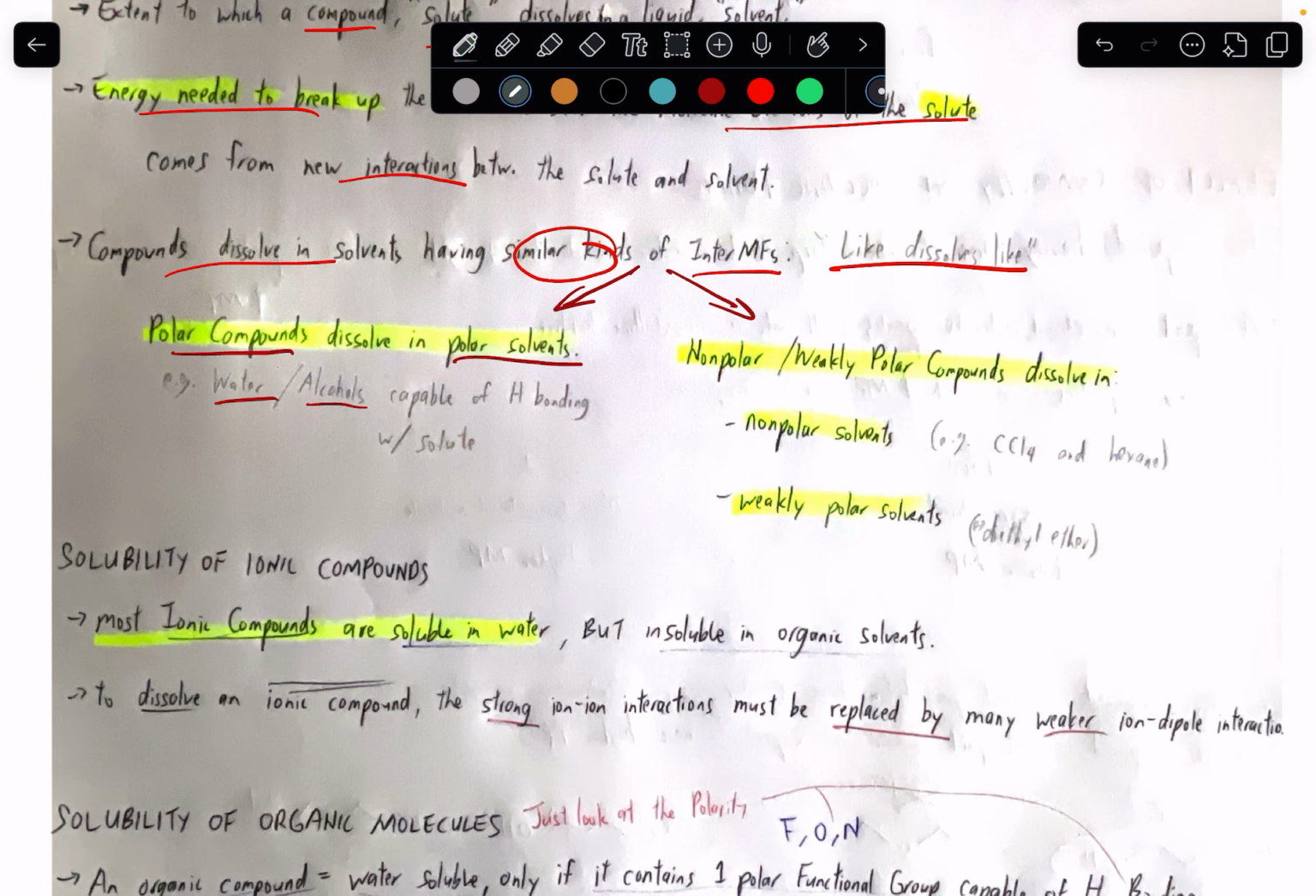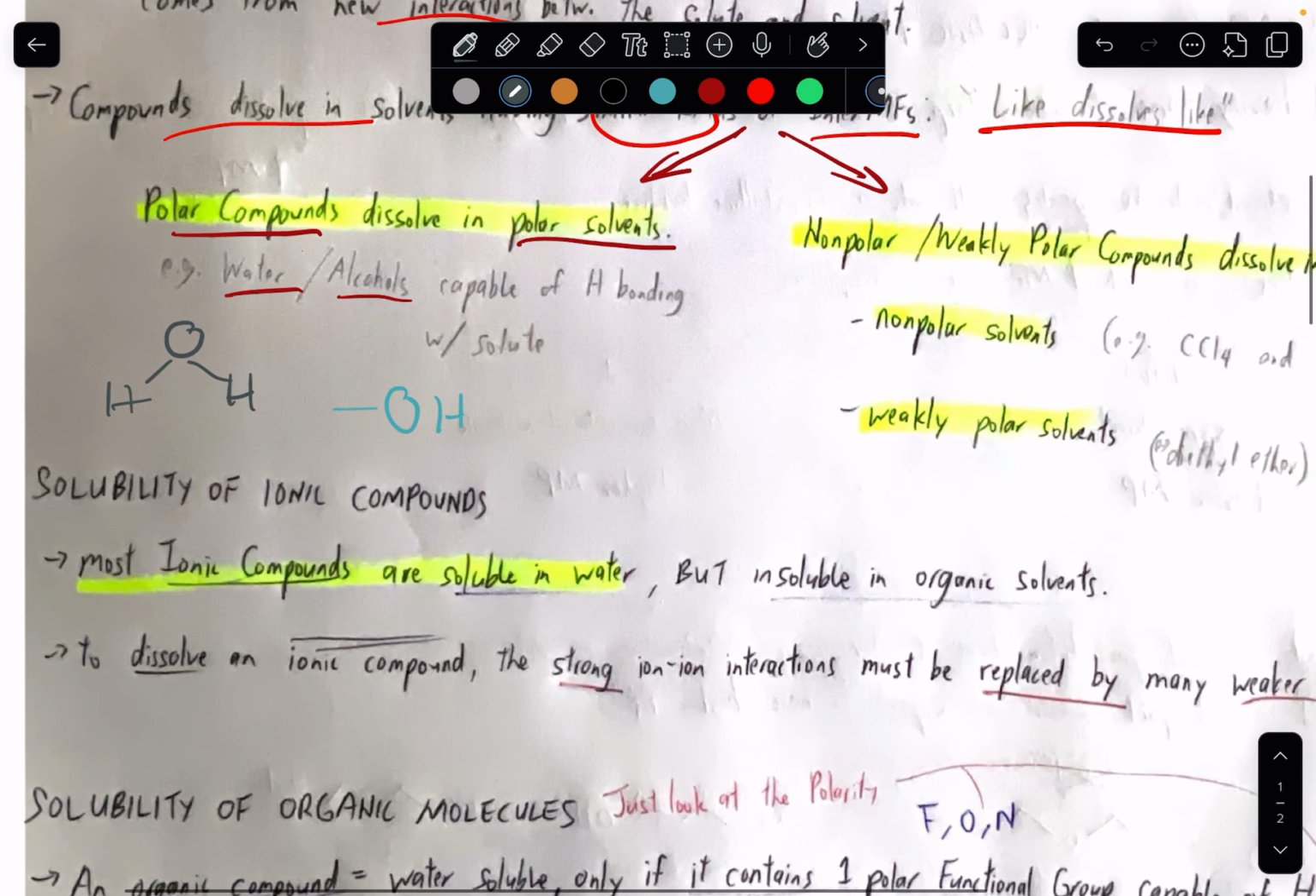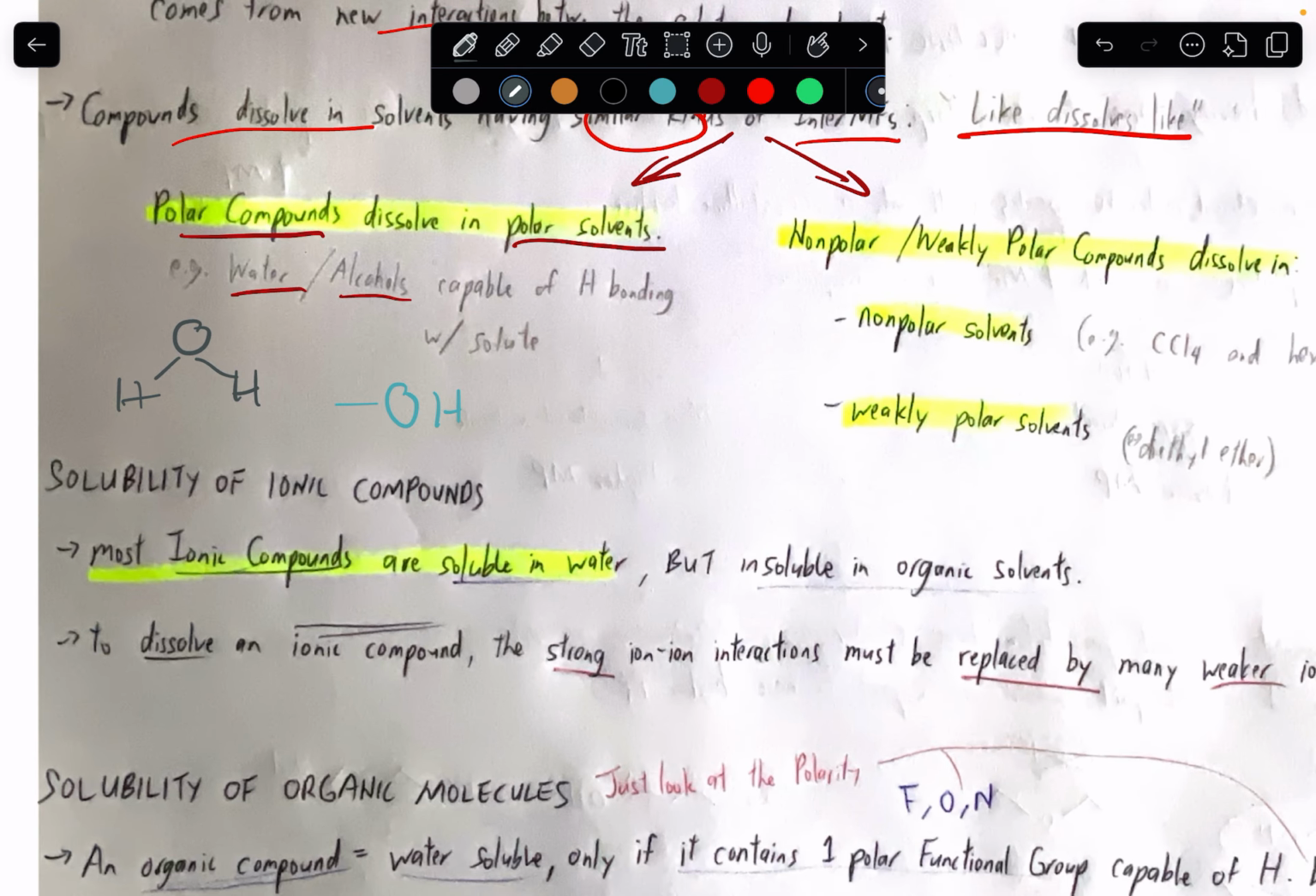So, clearly, water is polar, di ba? Kasi there is a significant difference between the electronegativity of oxygen and hydrogen. Actually, ganun din sa alcohol, di ba? Alcohol group, OH. So, both of them are capable of hydrogen bonding. By the way, H bonding is gonna be very popular in the context of solubility. So, ayun, they dissolve in polar solvents.